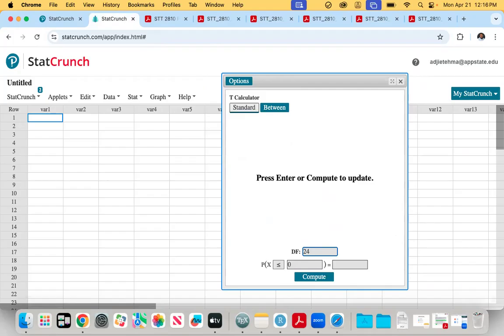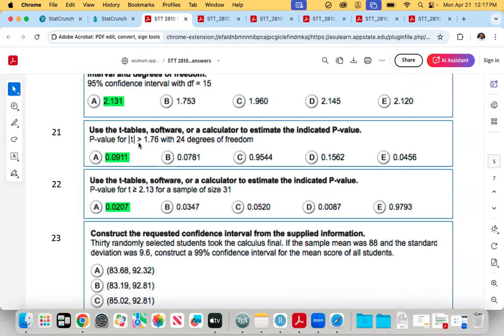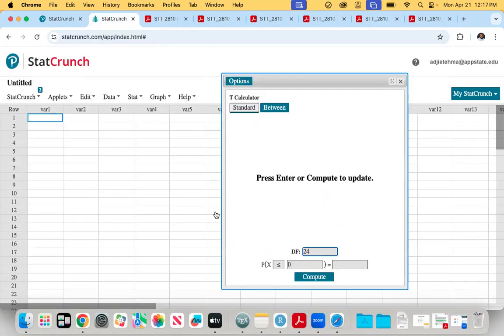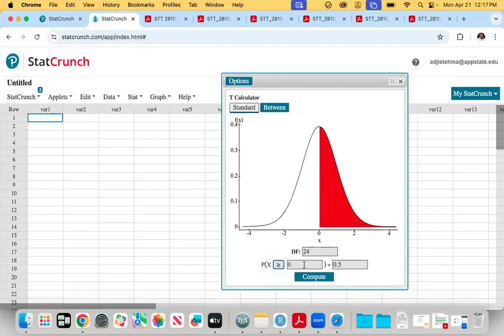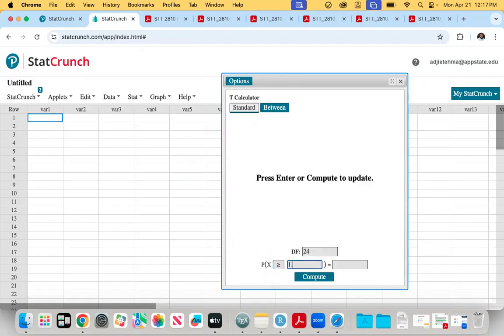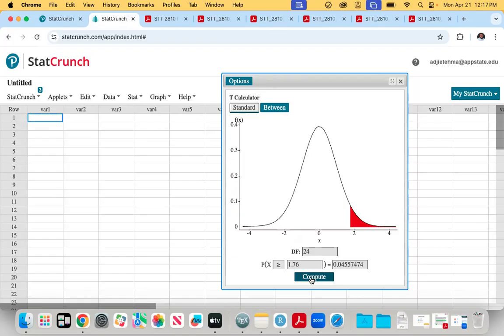Is that okay? Now, when I look at this, it is greater than 1.76. I change this to be greater than, and I put in 1.76 here. Is that okay? Then I click on compute. When you click on compute, this is the value we get.